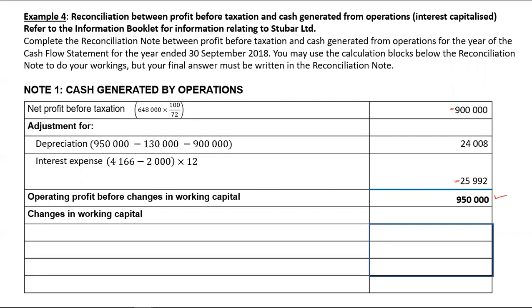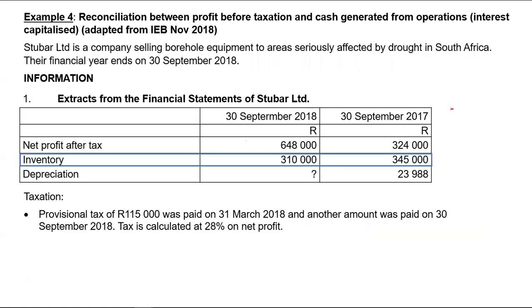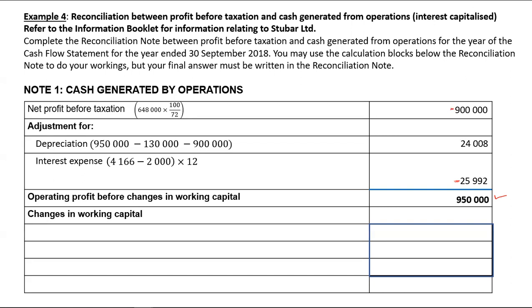All right, let's go to changes in working capital. The first item under changes in working capital will be our inventory. Okay. That one you will find in the first page of our information booklet. As I've said, you realize that our inventory has gone down, which is good news for us because inventory going down means cash inflow. It means that we have sold more stock. And when I take it straight to my changes in working capital, I'm going to have inventory in brackets. I will simply have that 345,000 minus 310,000, which will give me 35,000. You don't put it in brackets.